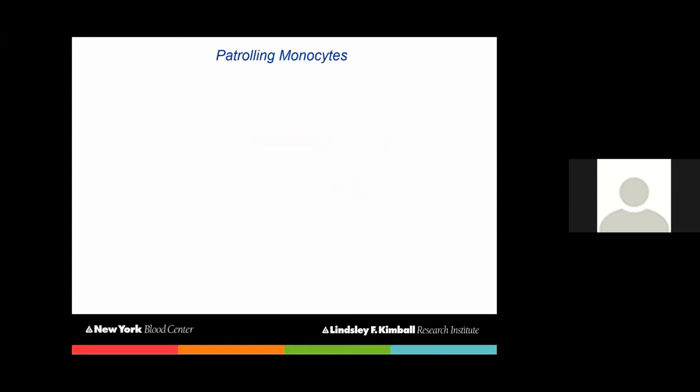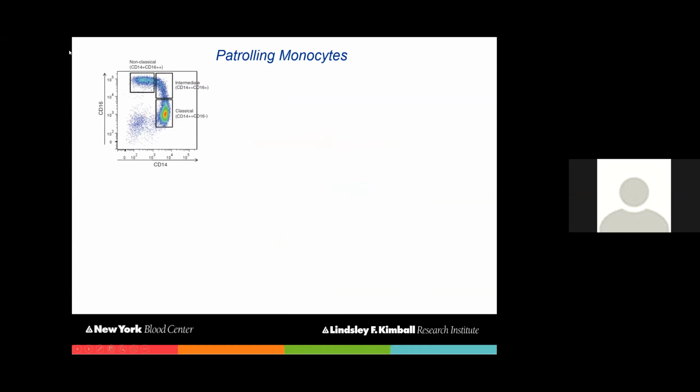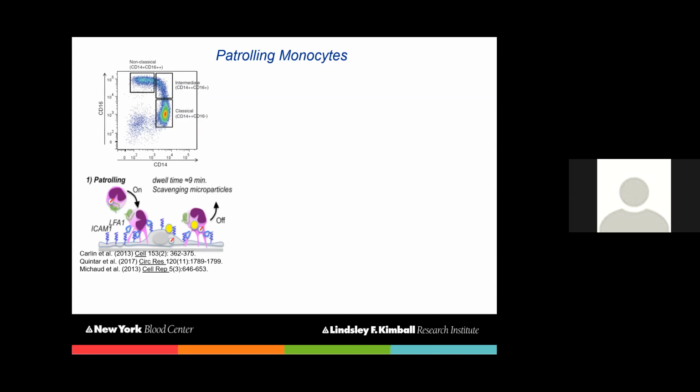So let me quickly switch to my second topic, which is patrolling monocytes. These patrolling monocytes are enriched in the CD16 high circulating monocytes in humans. What they do is crawl along the vasculature and phagocytose cellular debris from dying cells, dying or damaged endothelial cells. So they're cleaning the vasculature.